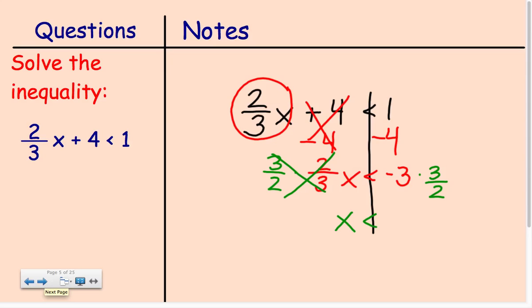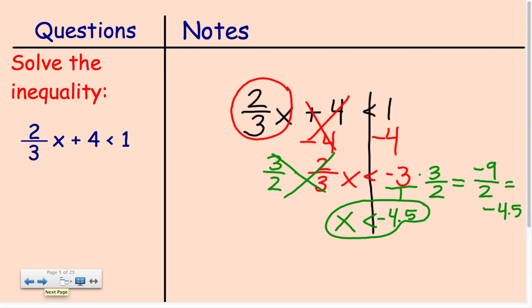Now if I want to multiply a whole number and a fraction, I'll turn the whole number into a fraction by putting it over 1. Negative 3 times negative 3 is negative 9. 2 times 1 is 2. Negative 9 over 2 is negative 4.5. Or if you wanted to leave it as a fraction, that's fine also. x is less than negative 4.5 is my answer.